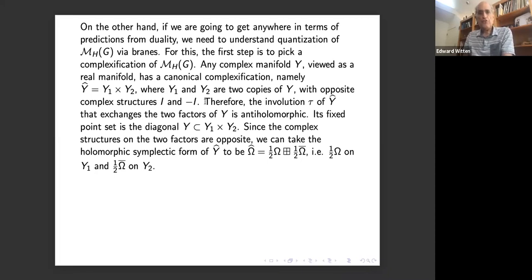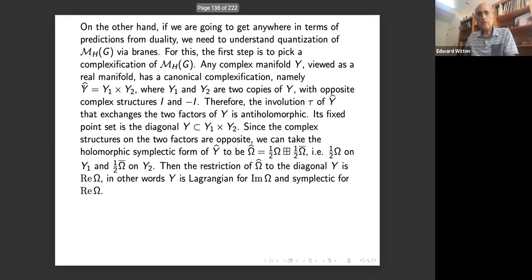Since the complex structures on the two factors are opposite, we can take the holomorphic symplectic forms of the two factors to be complex conjugates of each other. I'll take half omega on Y1 and half omega bar on Y2. So the sum of half omega on one factor and half omega bar on the other factor is the symplectic form omega hat that I'll use on Y hat. The restriction of omega hat to the diagonal is real omega. So in other words, Y is Lagrangian for omega hat and it's symplectic for real omega.